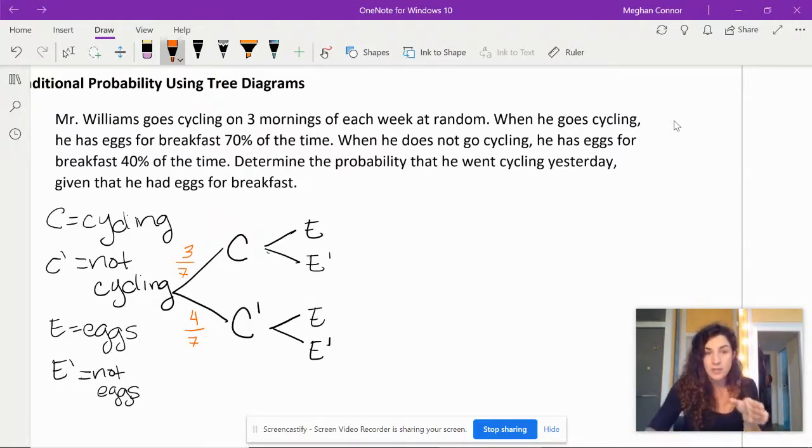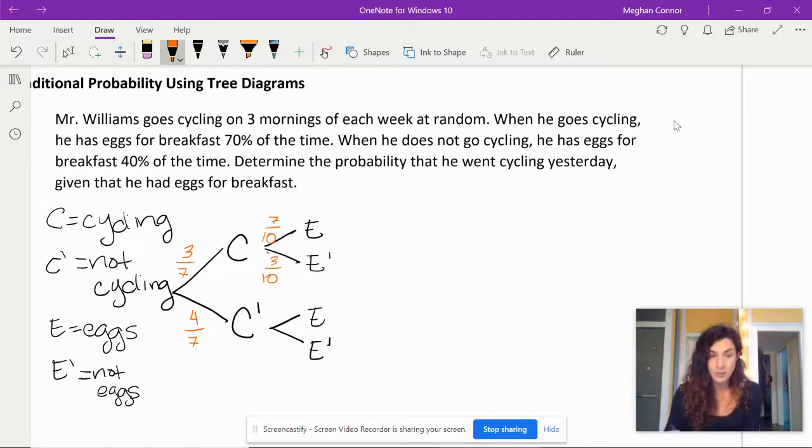When he does go cycling, so we're in this world right here, he has eggs for breakfast 70% of the time. You could write that 70% as a decimal or as a fraction. I'm going to write it as 7 out of 10. However you write it, as long as it's true to the math, it will work the same. So 70% of the time he has eggs for breakfast, which means 30% of the time he does not. So the remainder of this tree diagram is 3 out of 10.